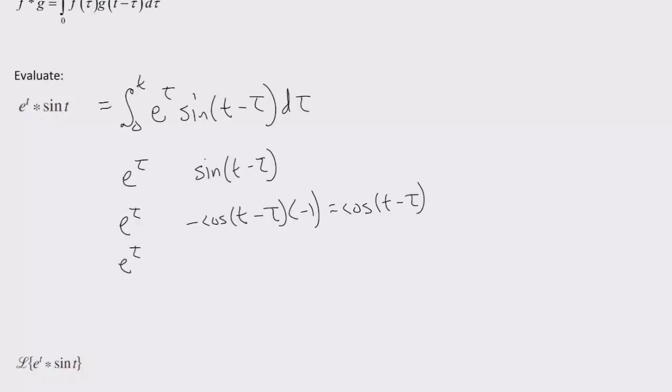And then integrate again. Sorry, I probably should indicate what I'm doing each time. Okay, so if I integrate again, then I get sine of t minus tau, and that time it's negative because of the chain rule. All right, and so what does this all tell us?